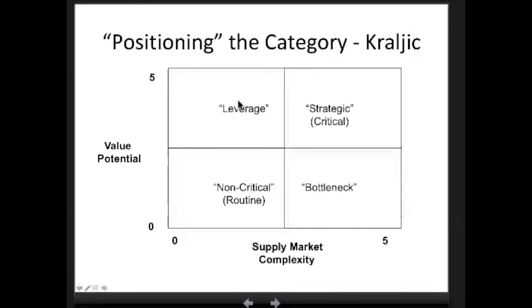And then you have leverage items where the supply market complexity is not high, but you have very high value potential. A lot of dollars spent is on these items. For leverage items, what you're looking for is a way in which an organization can get some consolidation among the items that you're buying from suppliers so that you can get volume leveraging. You can get some discounts based on that volume leveraging. So different strategies based on different types of items.